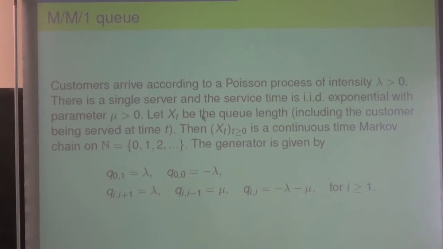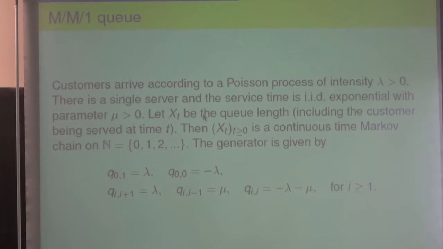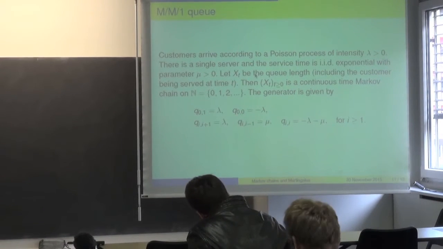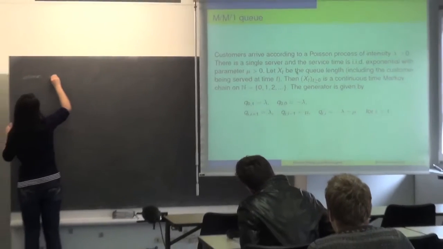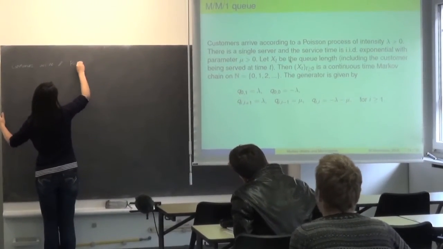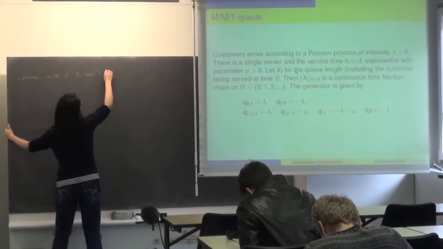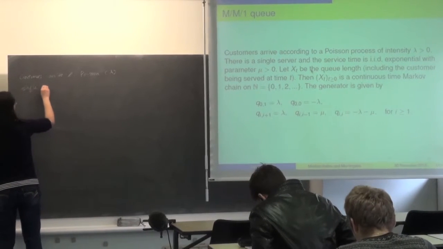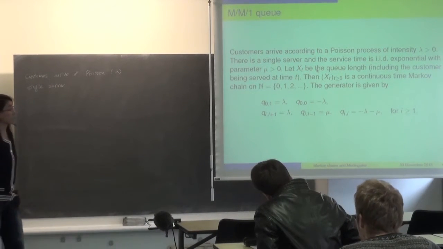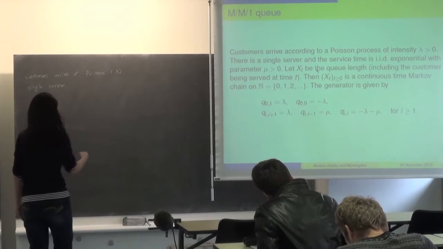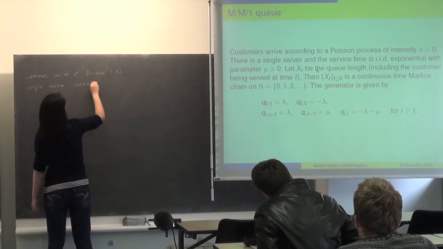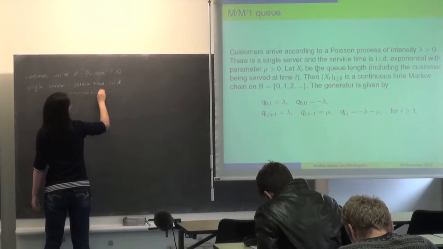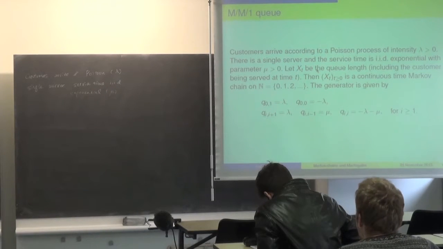Okay, the first model is called MM1Q. So this model describes a service system. So suppose customers arrive according to a Poisson process of intensity lambda. And now we have a single server. For this single server to serve the customers, the service times are IID exponential with parameter mu.